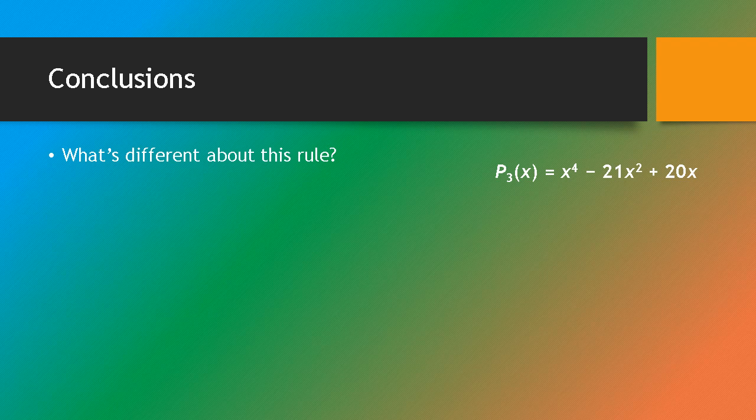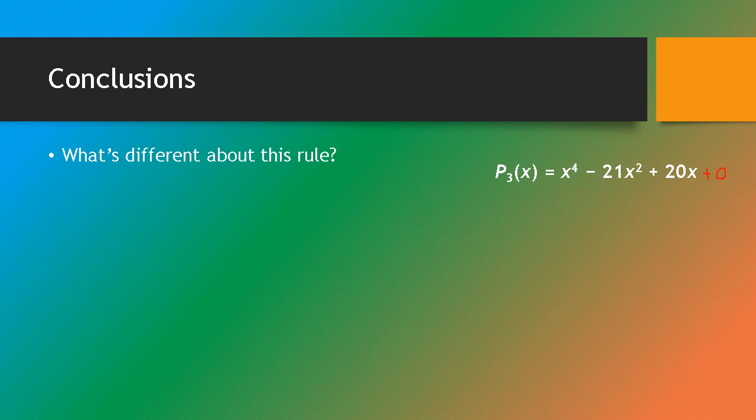Polynomial 3. What's different about this rule is that it is not in factored form, it's in standard form. So is there anything that we can tell about the graph from this standard form? Well, one of the things that we can tell is that the y-intercept is 0. And so you'll be looking for a graph that crosses through 0, 0.